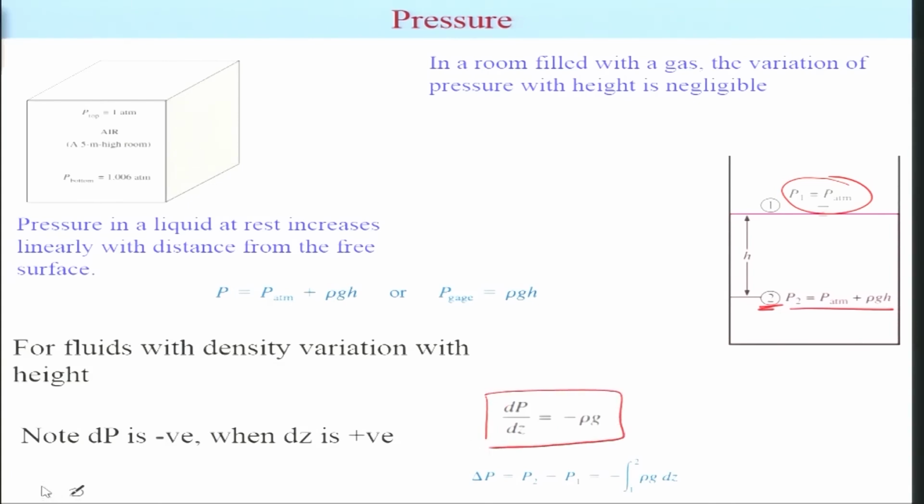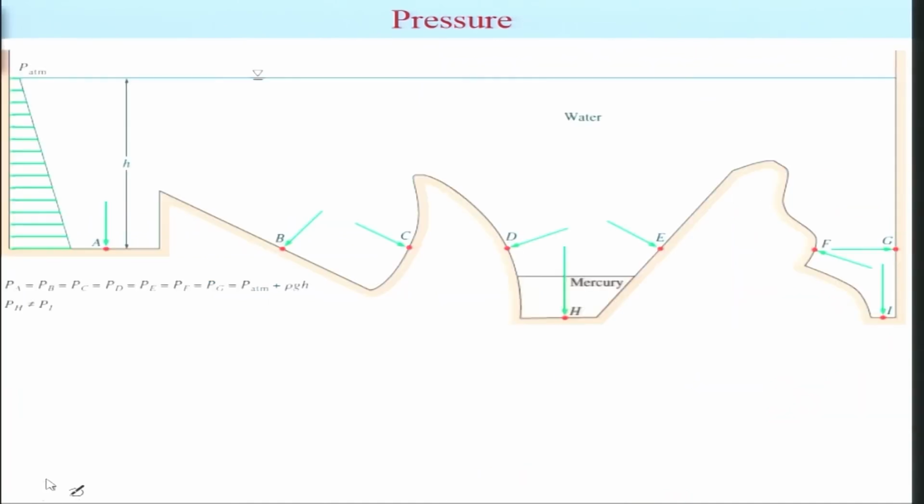Okay, if the density is variable, then you have to consider the differential form, because recall that in the previous one we talked about P2 minus P1 is equal to minus rho g delta z. So this is nothing but delta P by delta z, and then if the delta z goes to zero, dP by dz equals minus rho g. So you can find out the delta P by integrating this expression, and that's what is given here.